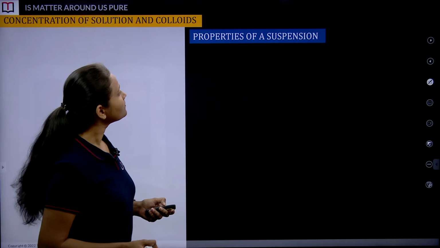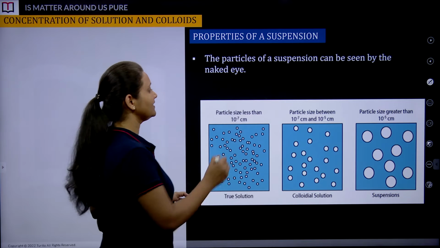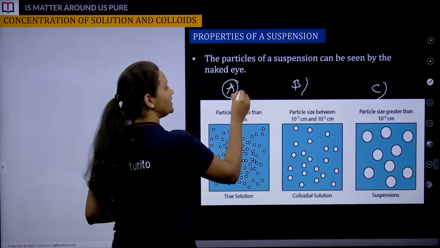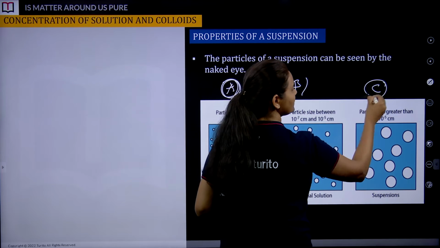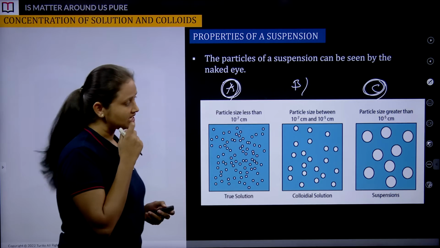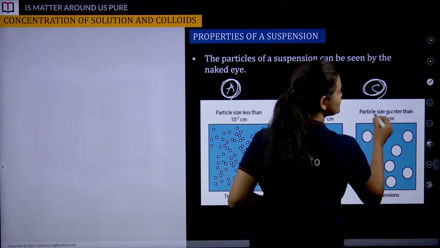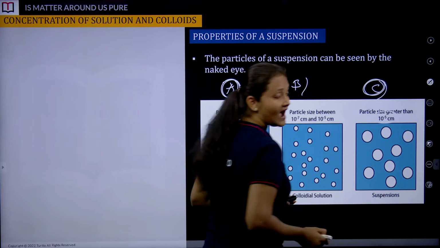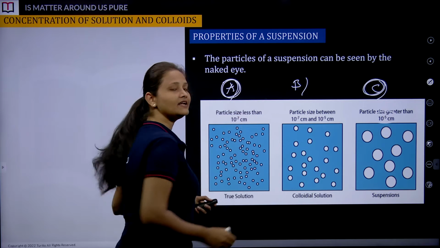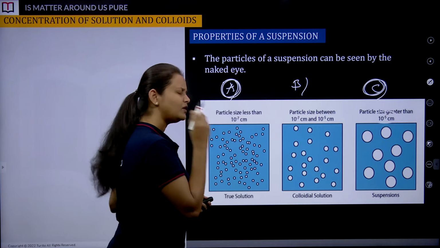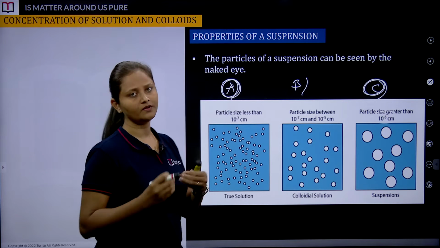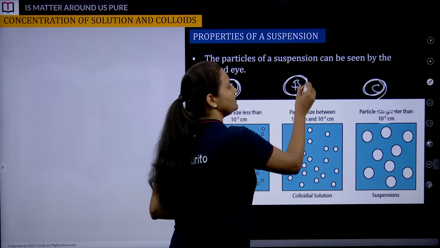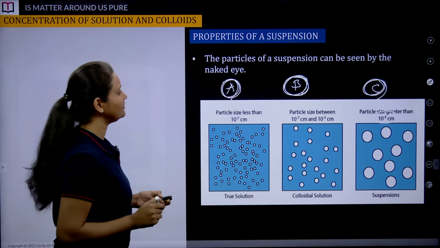Alright, so here we have three categories, basically A, B and C. As of now we are done with A, and currently we are talking about suspension. So, what is the particle size? It's greater than 10 raised to minus 5 centimeter, correct? So that's why the particles are quite visible to our eyes. Here they are less than 10 raised to minus 7 centimeter, and that's why they are very tiny, very minute, so we are not able to see through our naked eyes, correct? And part B we are going to start in today's class. So, let me get finished with the suspension first.